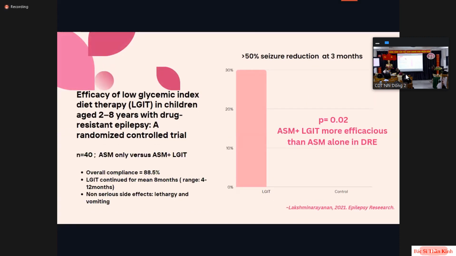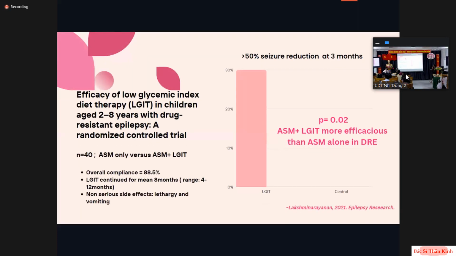And I think in this paper, which was published in 2021, they looked at the use of low glycemic index plus anti-seizure medication versus a control group that only received anti-seizure medication. And they found that those on a combination of anti-seizure medication and low glycemic index at 3 months, what they were looking at is more than 50% reduction. About 30% of them had more than 50% seizure reduction, none in the control group, good overall compliance of 88%, and no serious side effects.